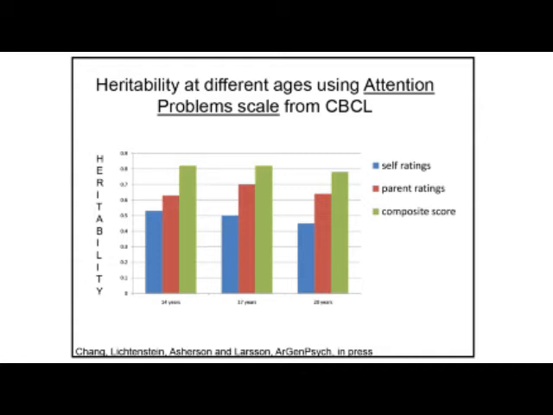And that's what you see in the adult data. If you take self-report in this study, the heritabilities are about 50%. This is going from age 14, and then this group here is age 20. But if you take parent reports, it's 60 to 70%, which is very similar to the child literature. And if you combine the two together, which gives you a more accurate measure, you end up with a heritability of about 80%. So I think overall it does look very similar.